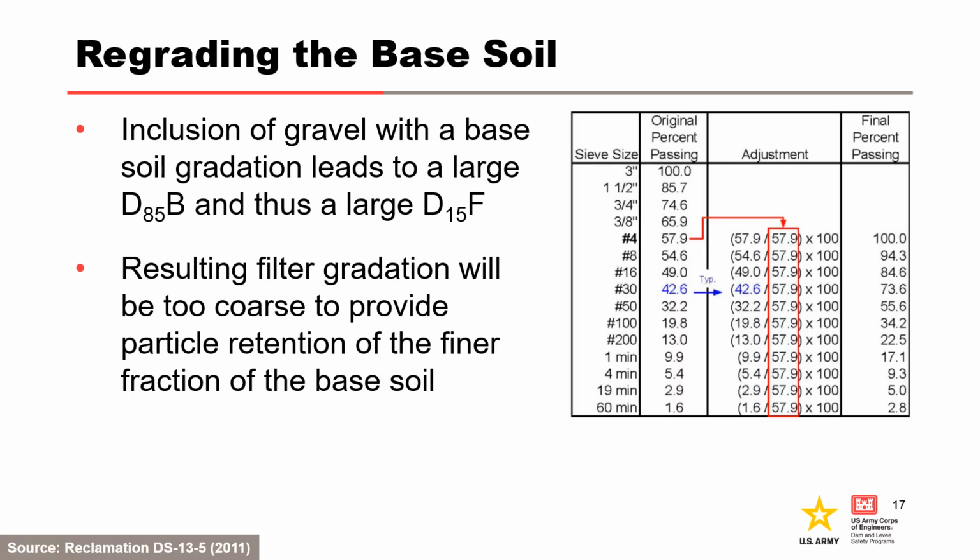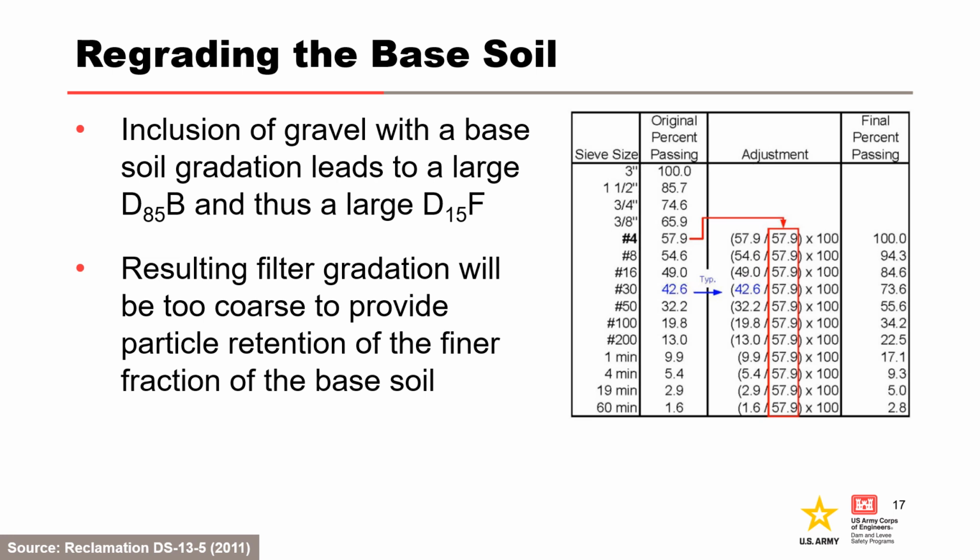The concept of regrading the base soil was developed by Sherrard to account for broadly graded soils. Broadly graded soils can be internally unstable and have inadequate particle retention, and regrading corrects for this phenomenon. Permitting the inclusion of gravel within the base soil gradation will lead to a large D85 of the base and subsequently a large D15 of the filter. Since gravel particles don't have any particle retention capability in broadly graded or gap graded soils, the resulting filter gradation will be too coarse to provide particle retention of the finer fraction of the base soil.